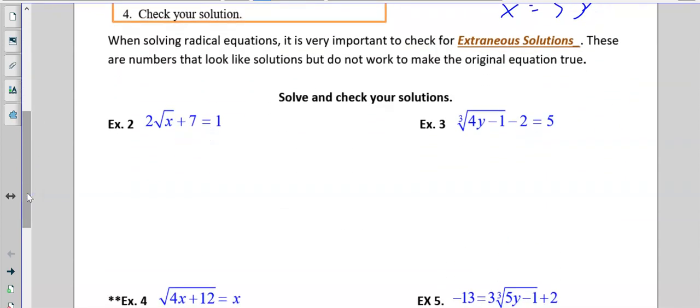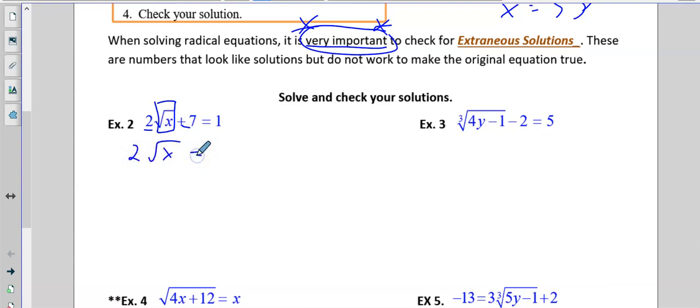Now, when solving radical equations, it's extremely important to check for extraneous solutions. These are numbers that look like solutions, but do not work when you check them back in. Okay? So again, here's my radical. I need to get rid of this and this. Always undo the plus or minus first. So I'm going to leave this, and I'm going to subtract 7 from both sides.